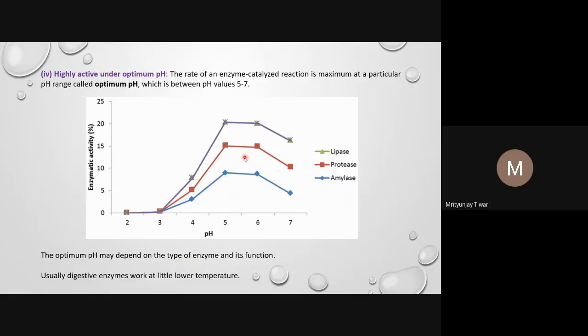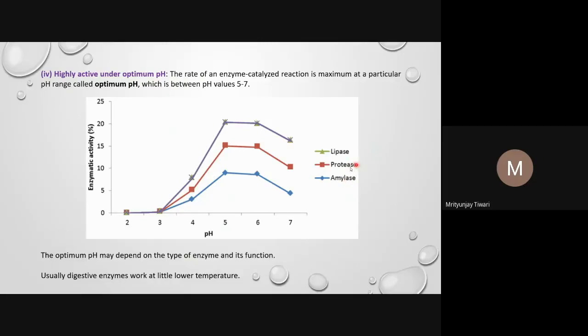But other enzymes, usually you see the lipase, protease, amylase, they are all hydrolases, they are digestive enzymes. The lipase, as I said, hydrolyzes fat and breaks it down. The proteases hydrolyze protein and convert proteins into amino acids. Amylase hydrolyzes starch and converts it into glucose.